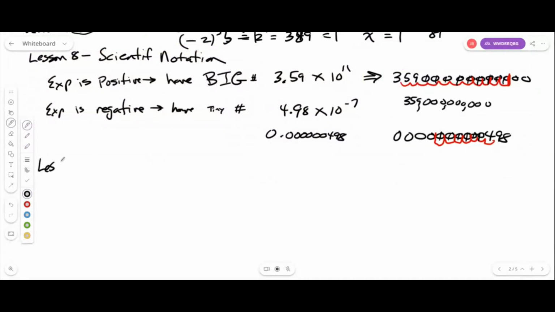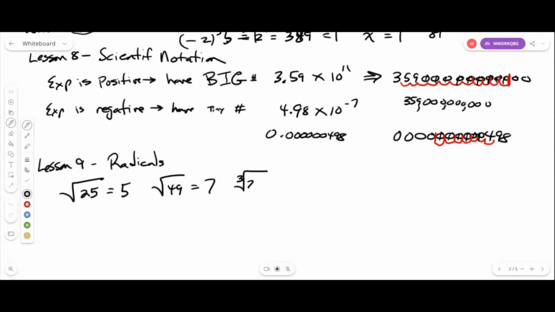Then in lesson 9, we looked at radicals. We looked at, for example, the square root of 25 being 5. The square root of 49 is 7. The cube root of 27 is 3. The cube root of 125 is 5.